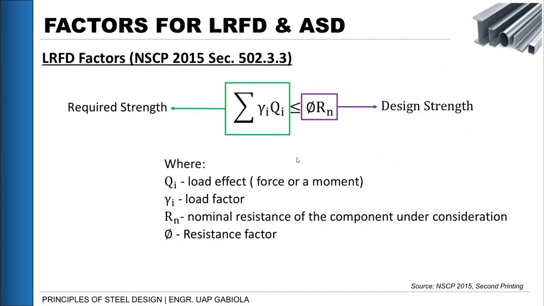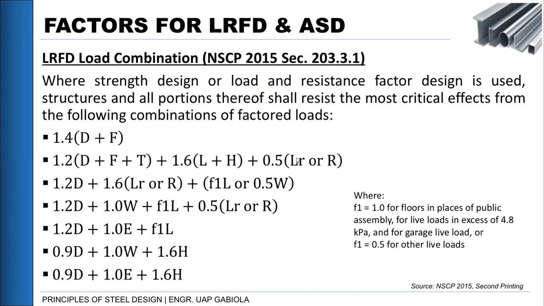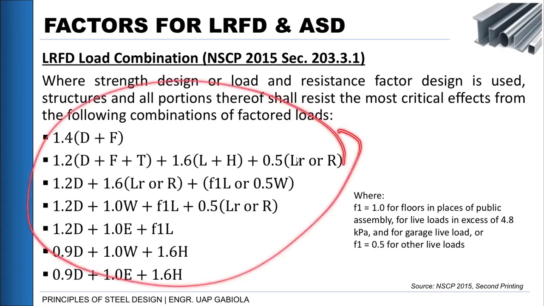Okay? So, to show yung different load combinations, NSCP provided us with section 203.3.1. According to this section, where strength design or load and resistance factor design is used, structures and all portions thereof shall resist the most critical effect. When we say most critical effect, ito yung hinahanap natin ngayon kung anong combination ng loading yung magpa-provide sa atin ng highest value. Kasi once na we designed our structure based from this value, the other load combo will be satisfied na. Okay? Kaya we are looking for the most critical effect dito sa mga following load combinations na to ng factored load.